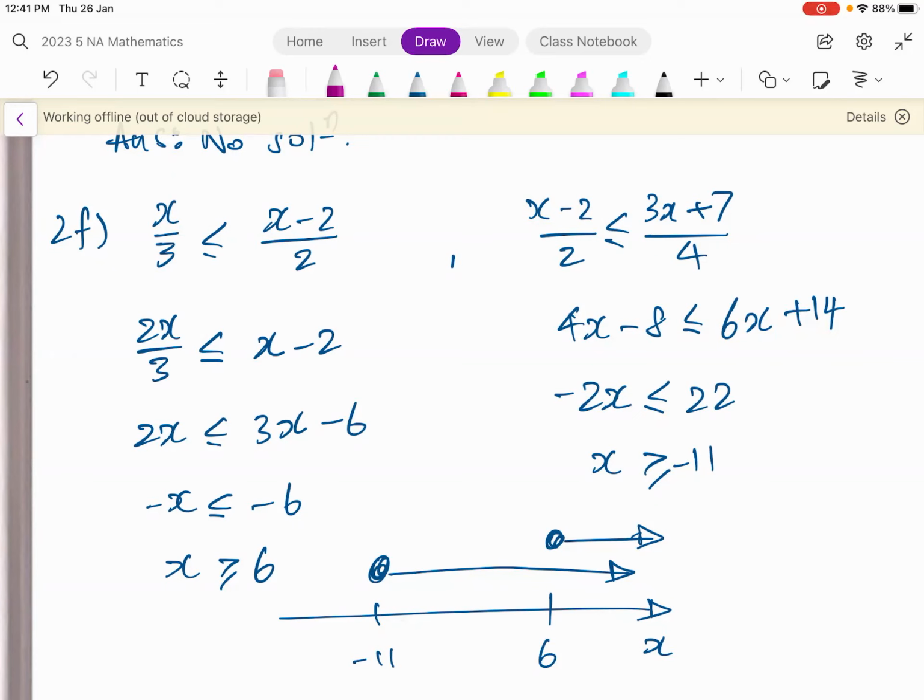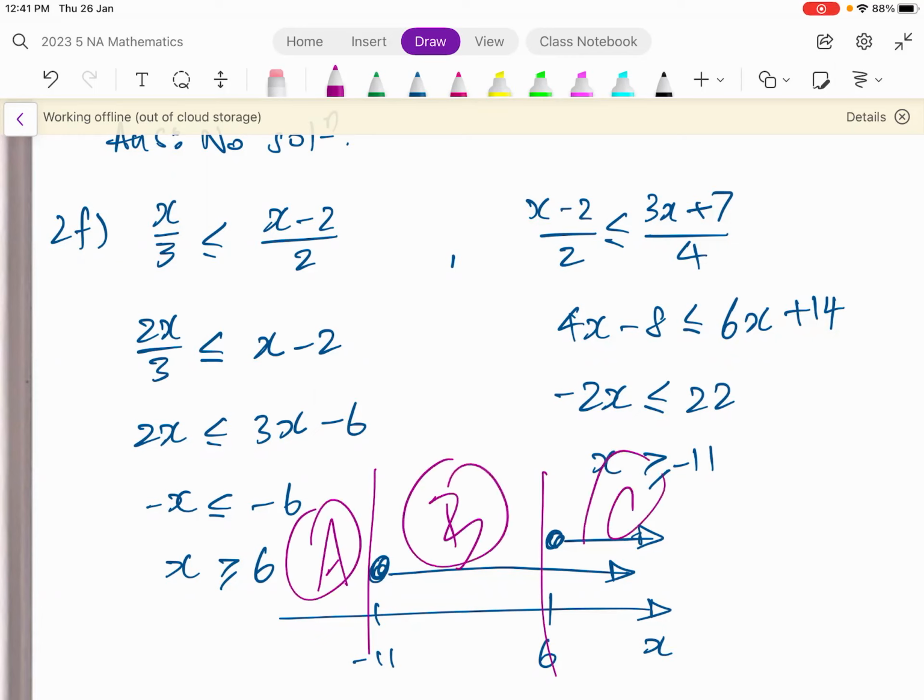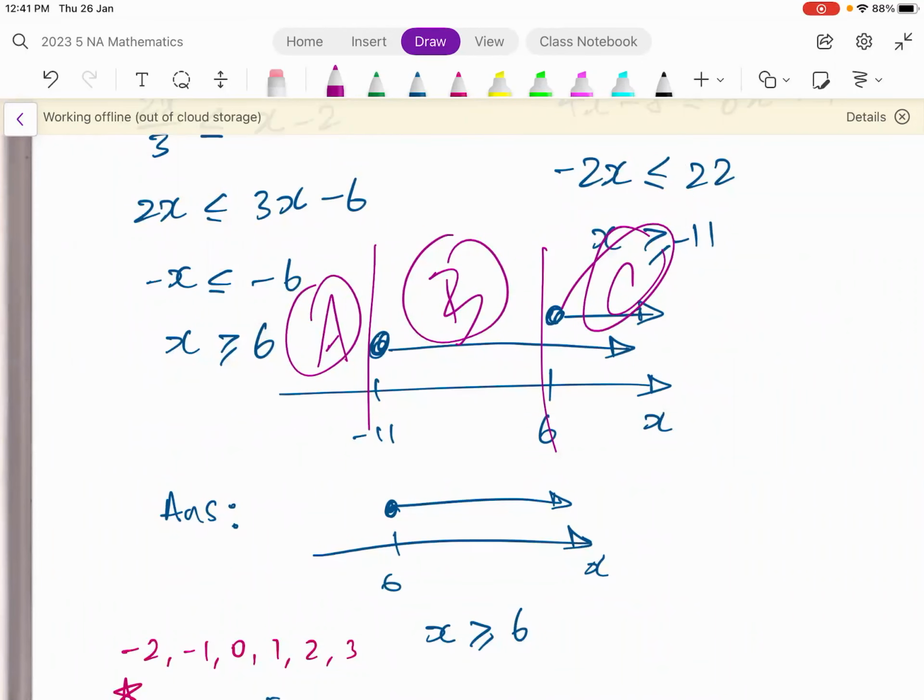So draw both arrows on your number line. Make sure you color it if you're supposed to color it. So 3 regions, A, B, and C. So clearly, region C is the one that has the overlap. There's an intersection. So we are looking for X greater than or equal to 6.